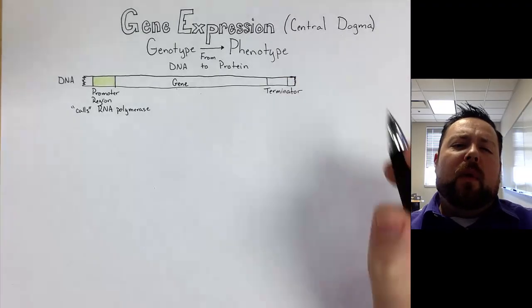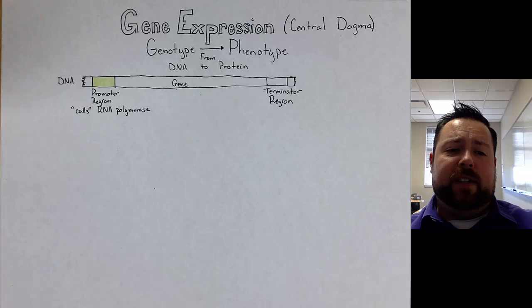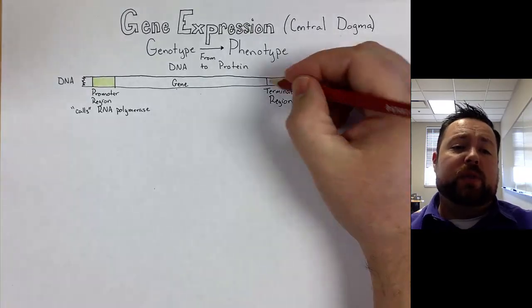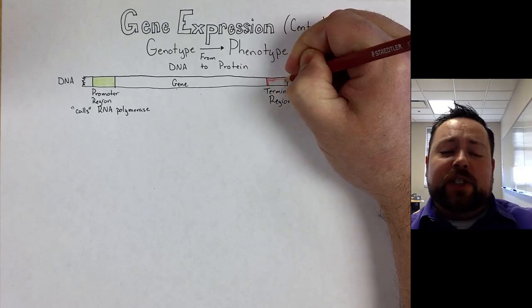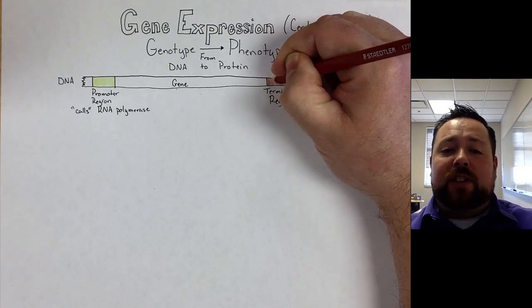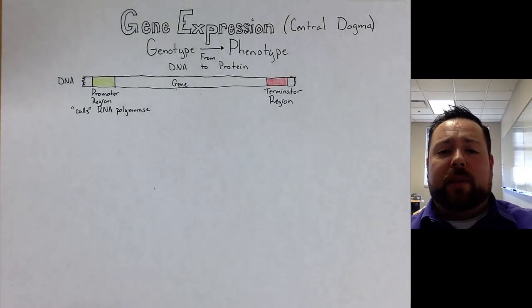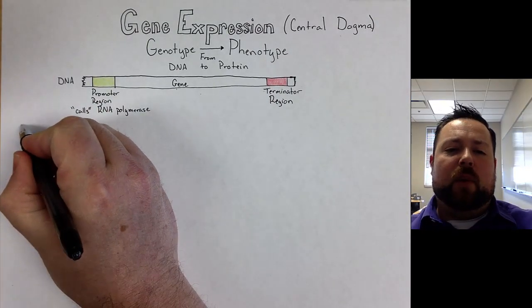And along with that gene, we have a couple of regions. So we have a promoter region. That promoter region is what is going to call over the RNA polymerase, saying, hey, there's a gene that needs to be coded here. And then at the end, we need to know where this gene ends, and so we have the terminator region. Those will become a little bit more relevant as we talk about transcription in more detail.